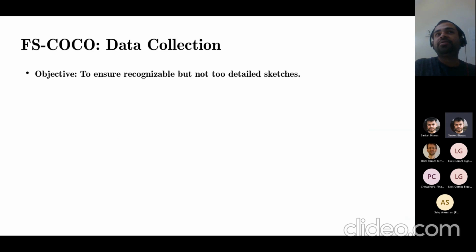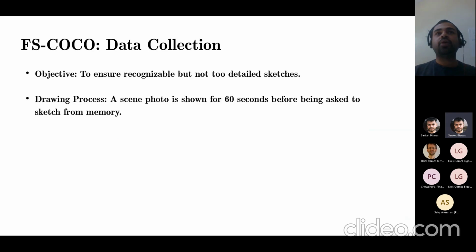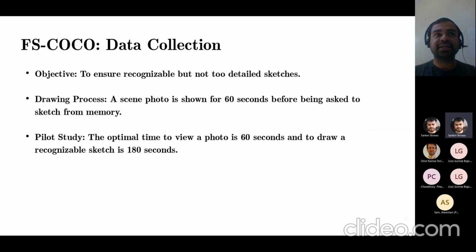Our objective, as we've mentioned, was to collect recognizable but not too detailed or too artistic sketches, which is why we call it freehand, or drawn by naive users. The drawing process is very similar to the benchmark TU-Berlin and similar sketch collection datasets, where we show the photo for 60 seconds and then ask the user to draw the sketch from memory, i.e. the photo is removed after 60 seconds.